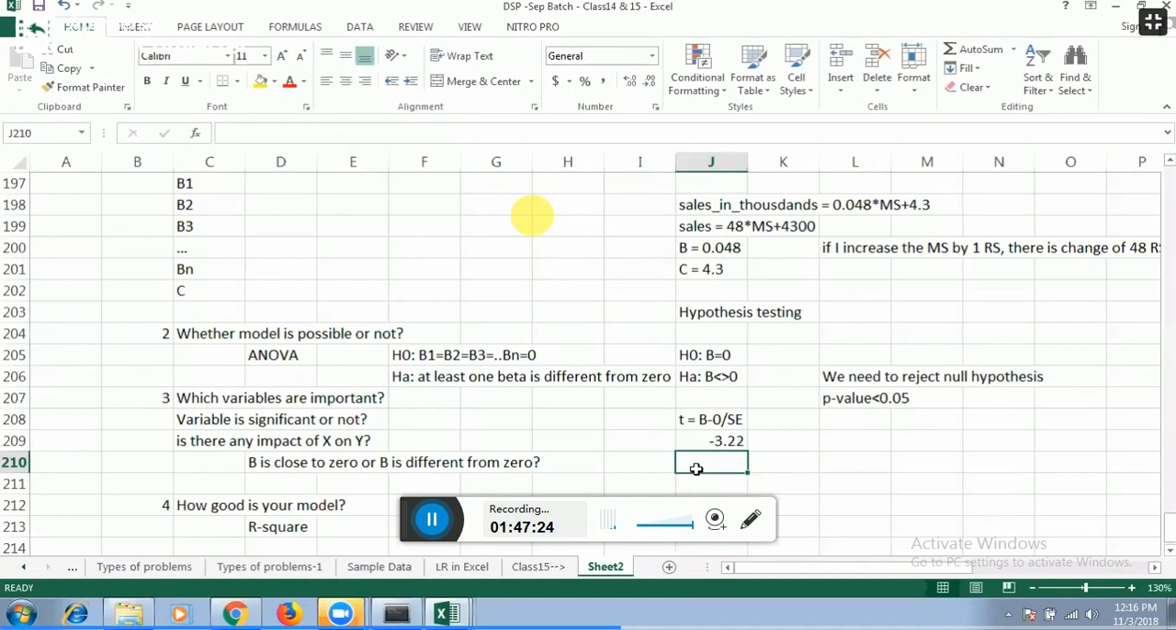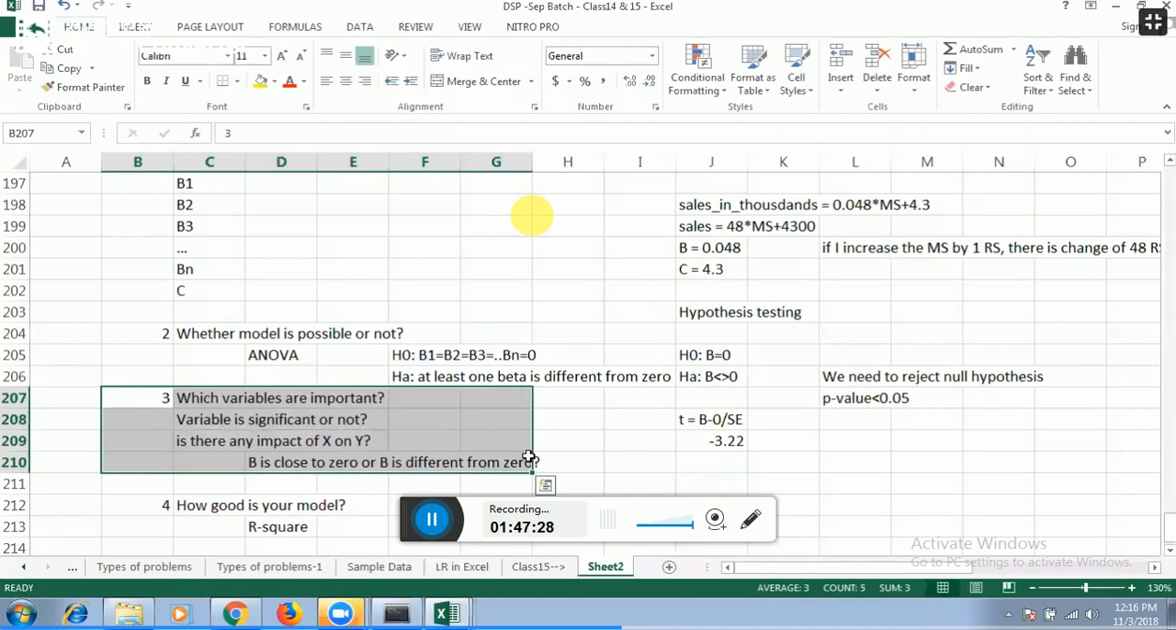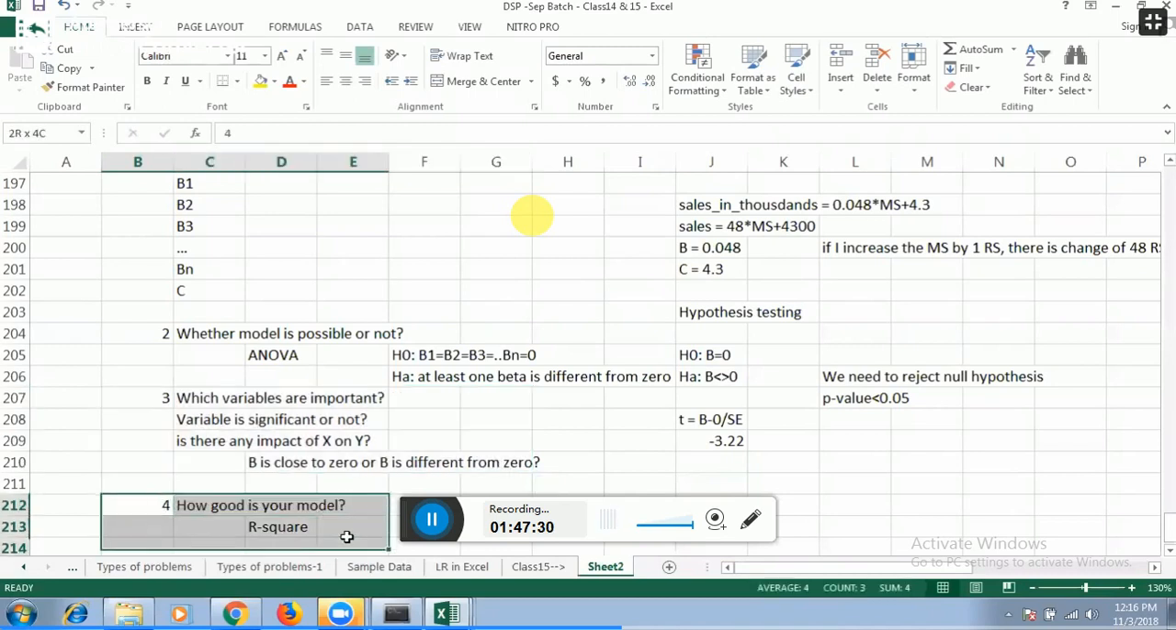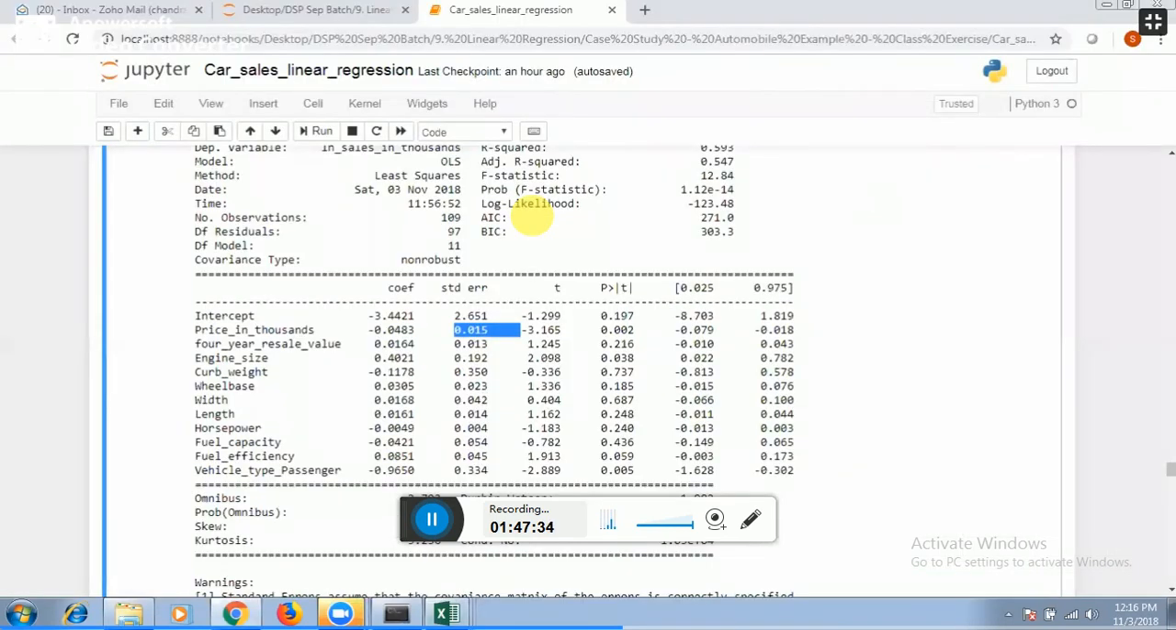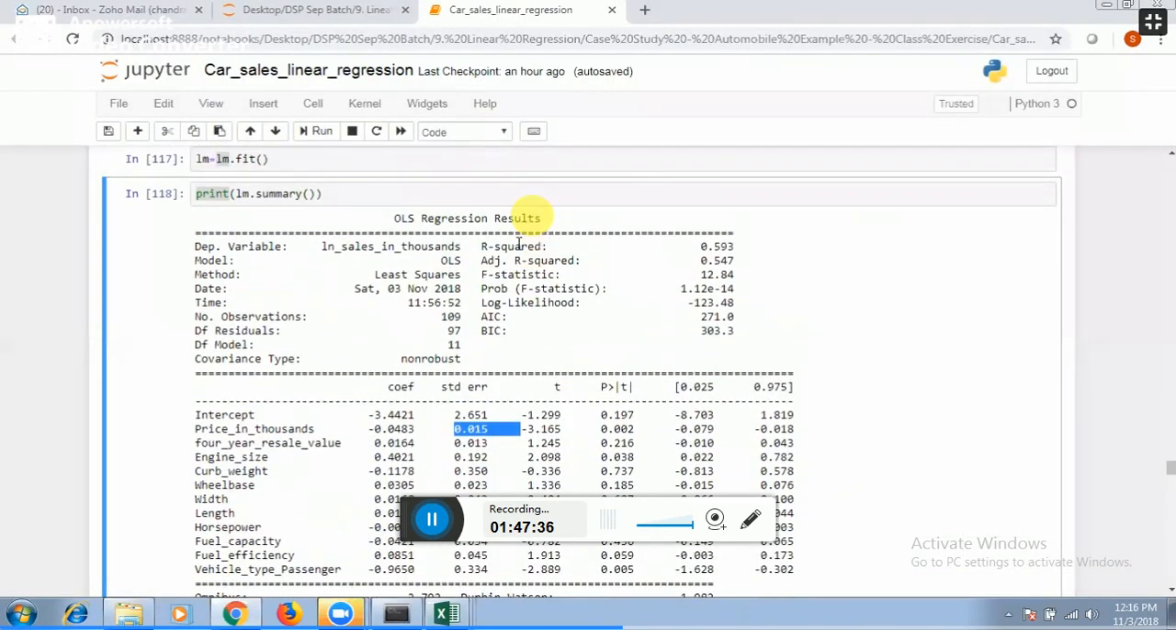Okay, I think this is clear now. Now what is your fourth one? How good is your model? How good is your model? Of course, by looking at the R square. Can I say that my model is good or not? By looking at the R square, you can say that. In this case it is close to 60%. So this is okay, not bad. At the same time, not great either.